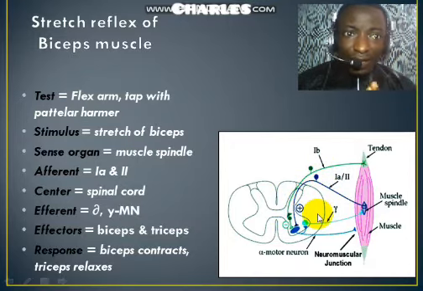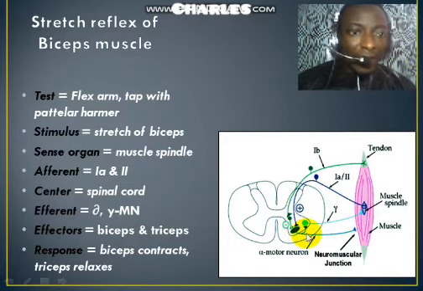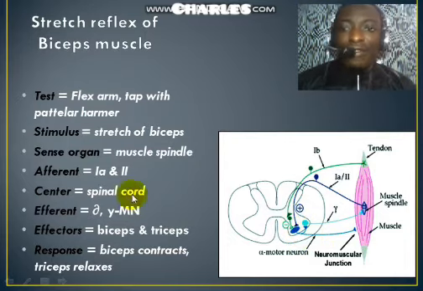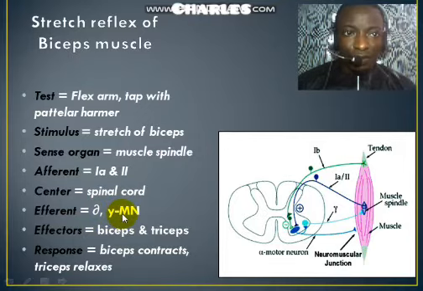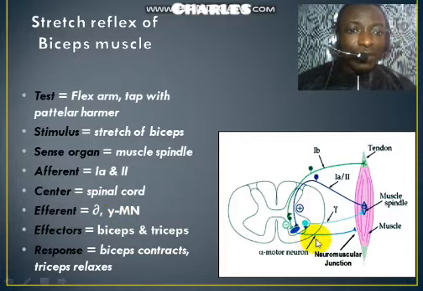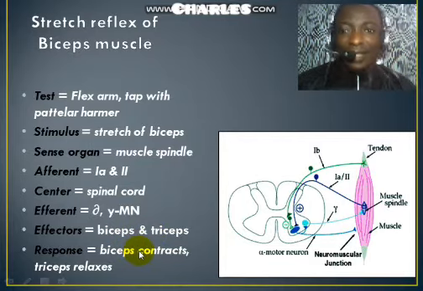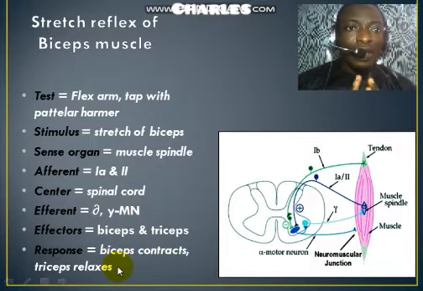The integrating center processes this information and then sends down motor commands through the efferent neurons, which are the alpha and the gamma motor neurons. These efferent neurons carry the motor command back to the effector organ, that is, back to the muscles. When the information gets back to the muscles, it causes a response, which is contraction of the bicep muscles and relaxation of the triceps muscle.